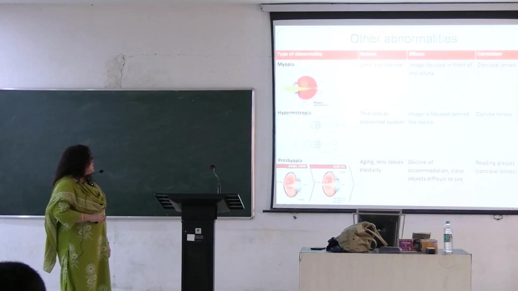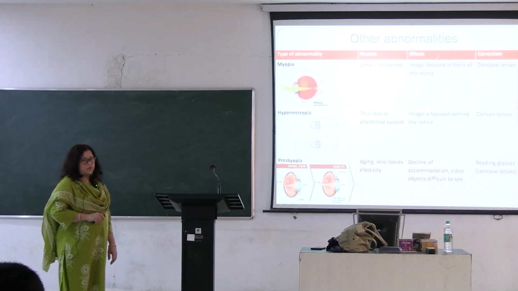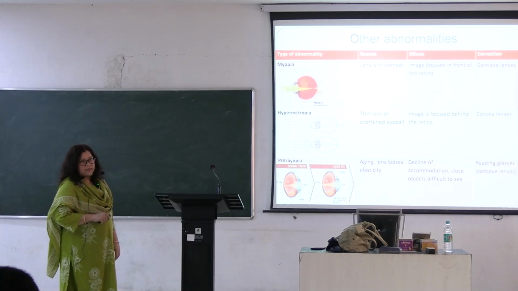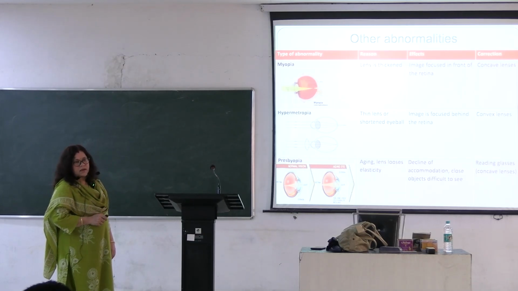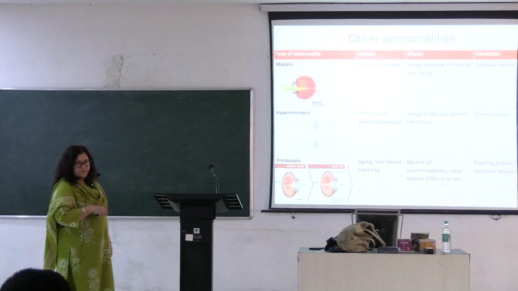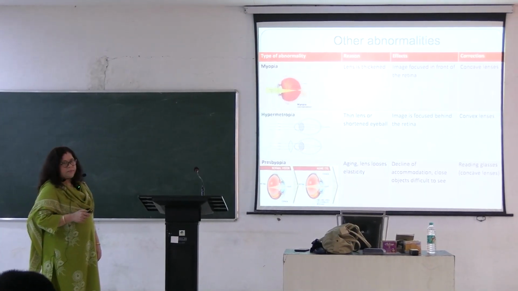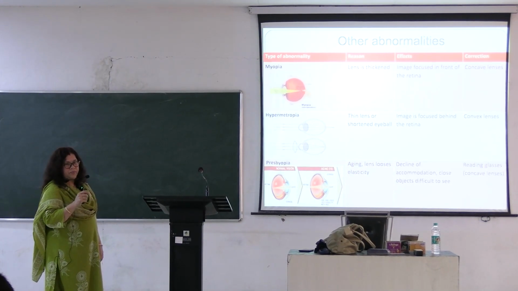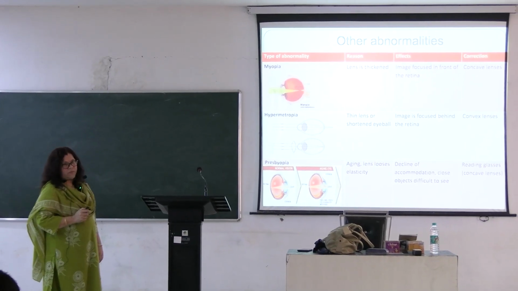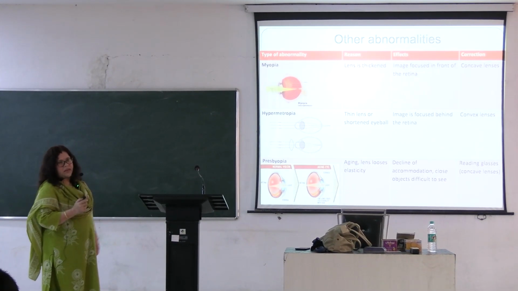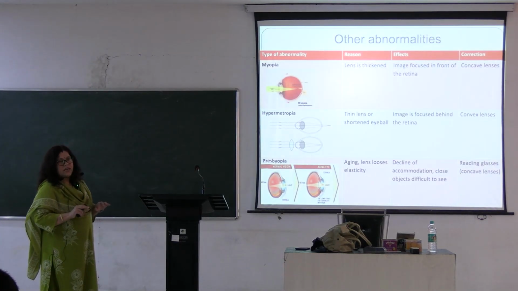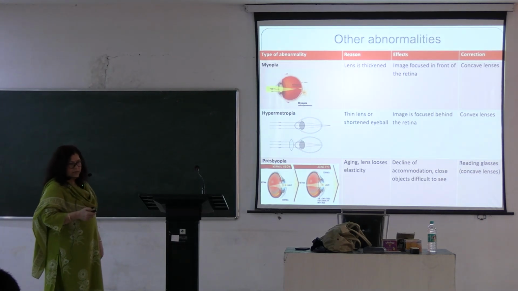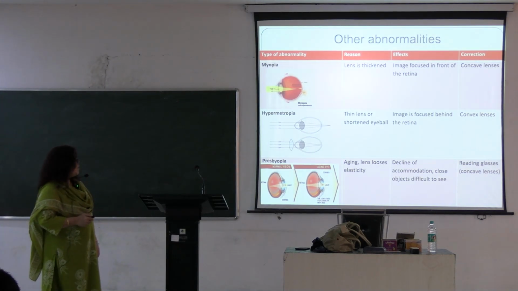In myopia, the size of the eyeball is increased, and the thickness of the lens also increases, and the light rays coming from infinity are not focused at the retina, but in front of the retina. That's why the patient is unable to see distant objects, but rays coming from near objects are focused at the retina, so they are able to see near objects clearly. It is also called short-sightedness or myopia.